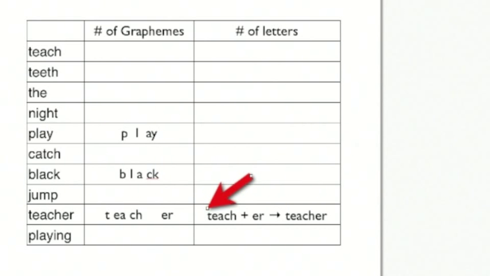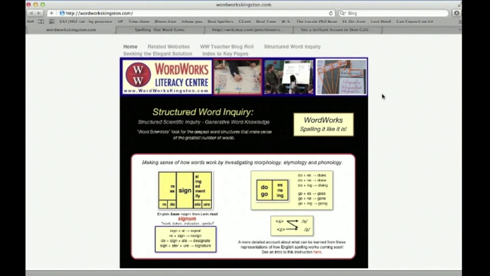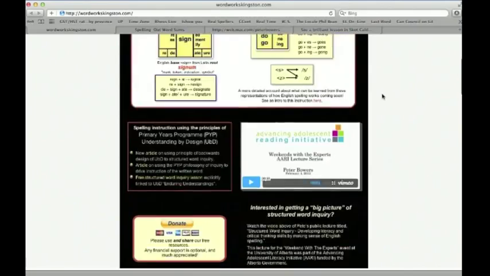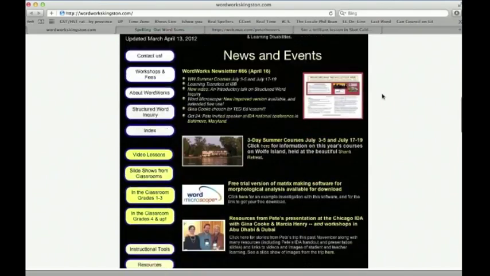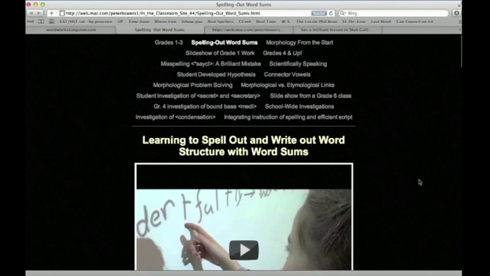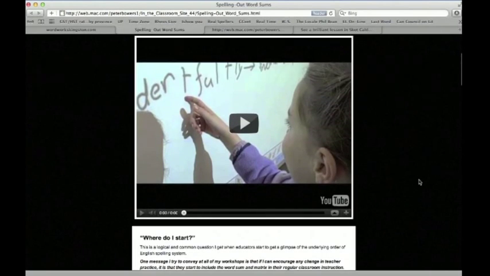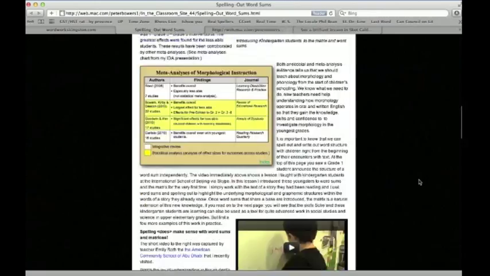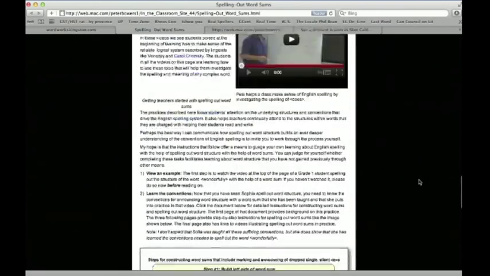Now, what I want to do is show you how you can get help with this process more on your own. If you go to our website, wordworkskingston.com, and you slide down a little bit, you'll see a link to a free new resource, spelling out word structure. If you click on that, you're going to get to this page. It starts with a video of a grade 1 student spelling out the word wonderfully. And if you slide down, there's more information and videos and such.